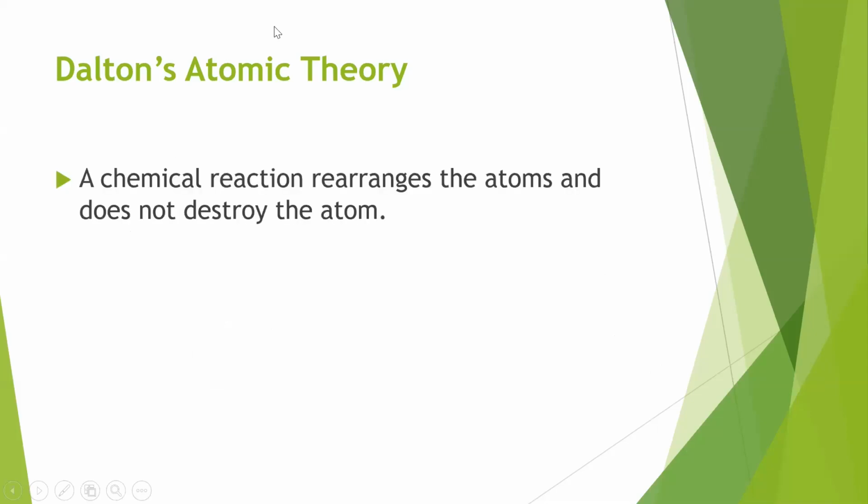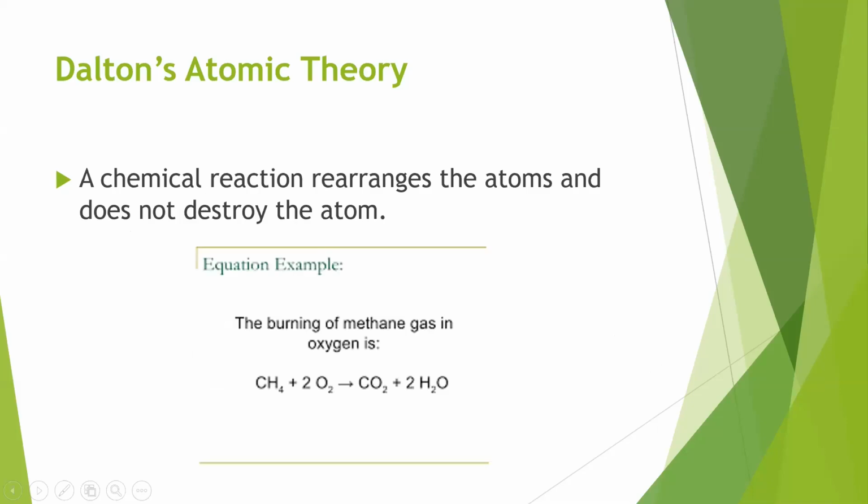His last postulate is a chemical reaction rearranges the atoms but does not destroy the atoms. I'll give an example. This is what a chemical reaction looks like. The part to the left of the arrow, those are called reactants. And to the right, these are called the products of the reaction. And this is the reaction arrow, which means a chemical reaction is taking place.